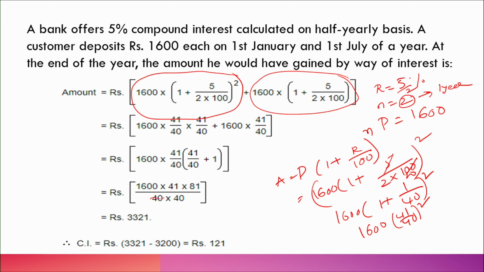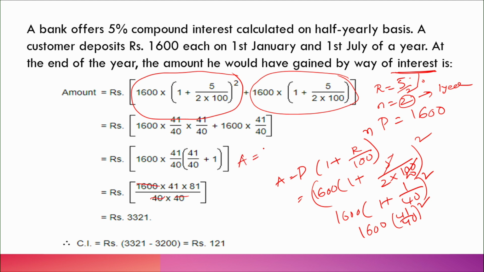So 41, the 1600 gets cancelled. So 4181, that is 3321. This is the total amount, but what is required here? Interest is required. What is the interest?